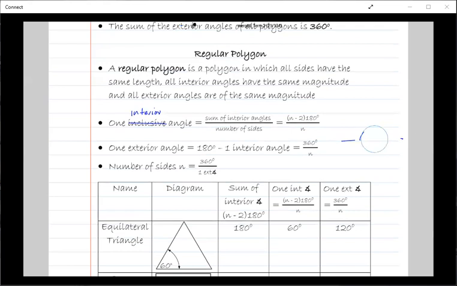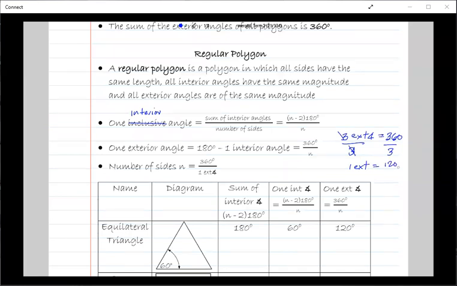Now, a triangle. Remember, the sum of the exterior angles of all polygons is 360 degrees. Now, a triangle has 3 sides, doesn't it? Help me now? Yes, sir. So you have 3 exterior angles. And the 3 exterior angles must add up to what? 360 degrees. Help me now? Yes. So to find out what is 1, I must divide by 3. One exterior angle of a triangle would be equal to 360 divided by 3, which is what?